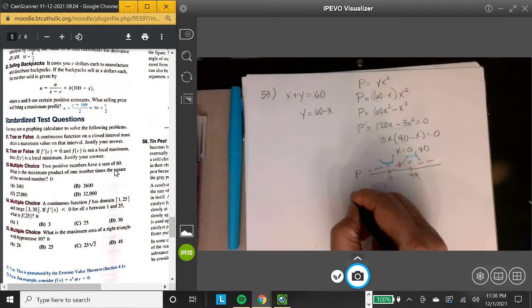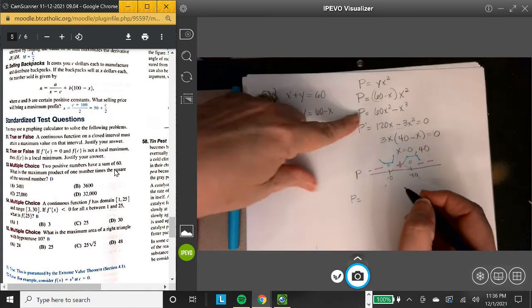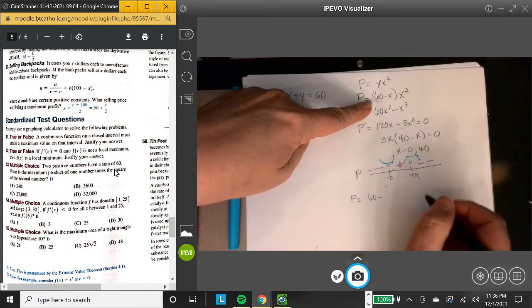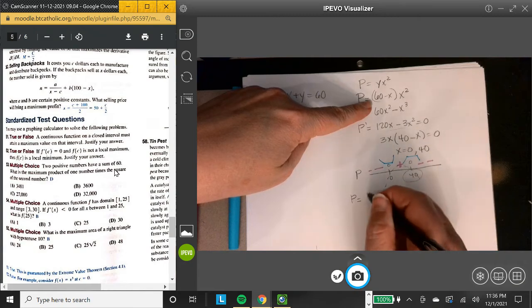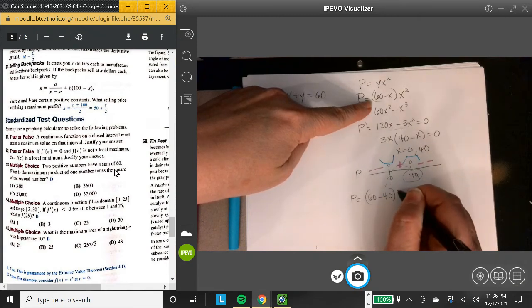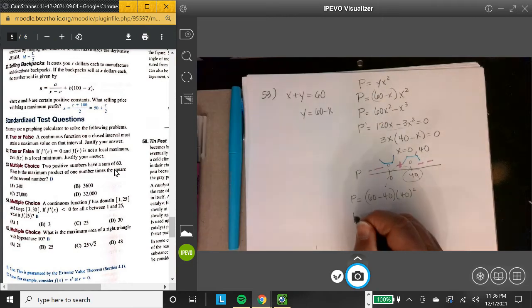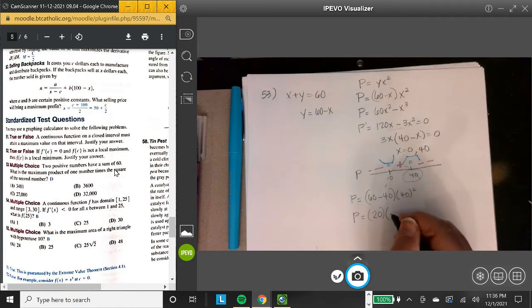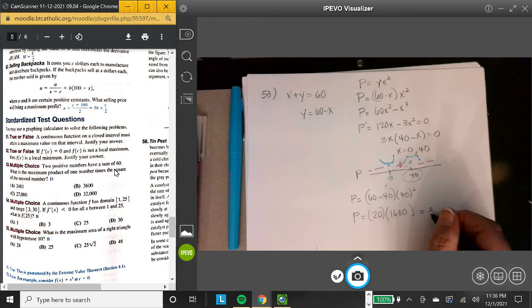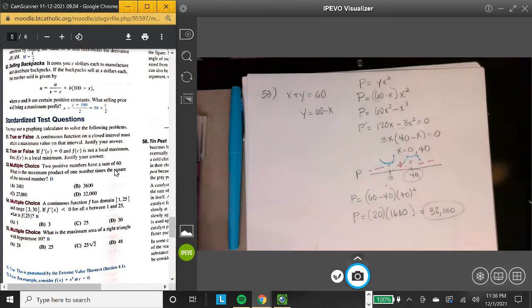So I'm going to say the product is equal to 60 minus, well, what is x? X is 40. 60 minus 40 times 40 squared. So P equals, that's going to be 20 times 1,600, right? Which is 32,000. So there you go. That's the product of the number, all right?